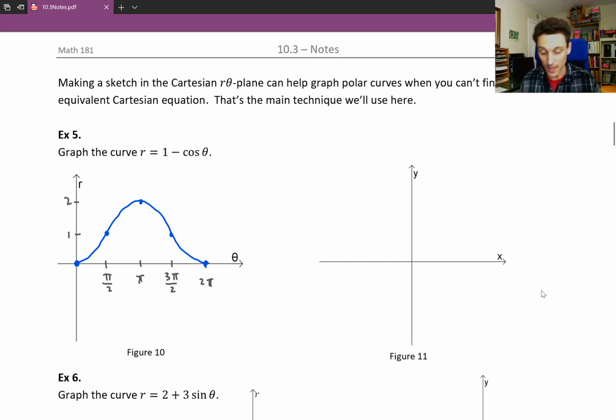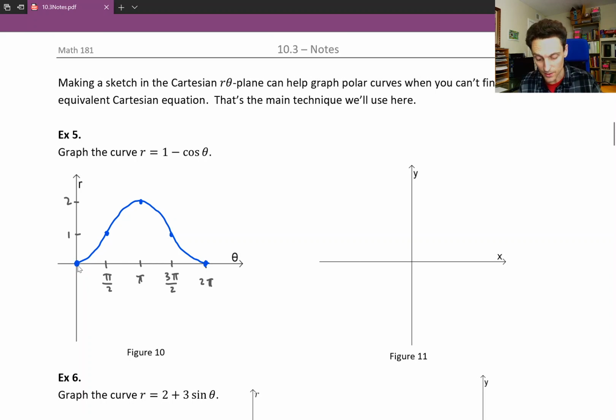All right. Now that we have the graph of r equals 1 minus cosine theta sketched in the r theta plane, we can use this graph to help us draw the graph in the xy plane. So over in figure 11, we're going to start to piece this together. And we're just going to take this one piece at a time.